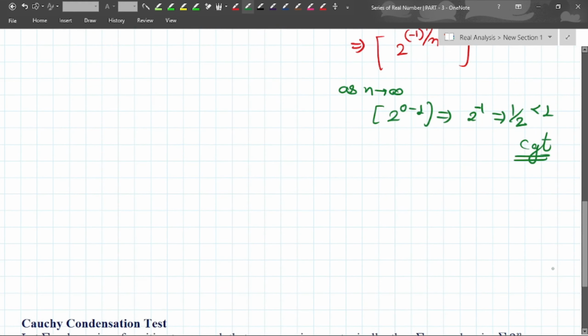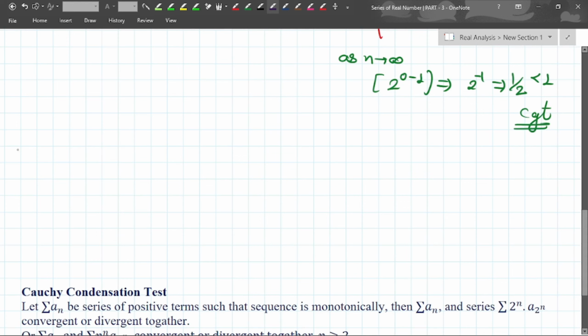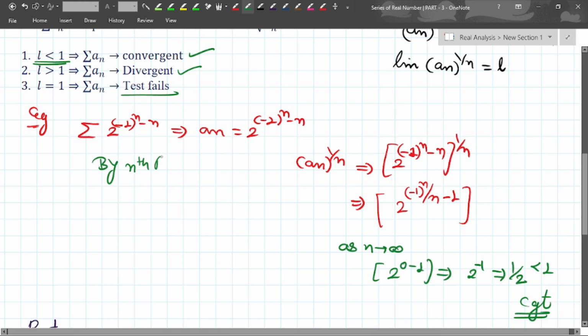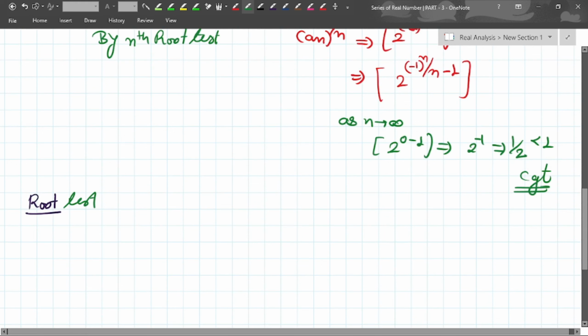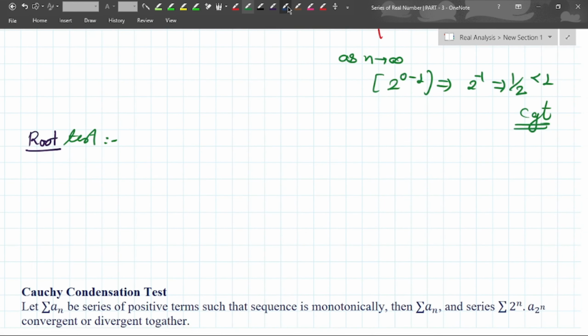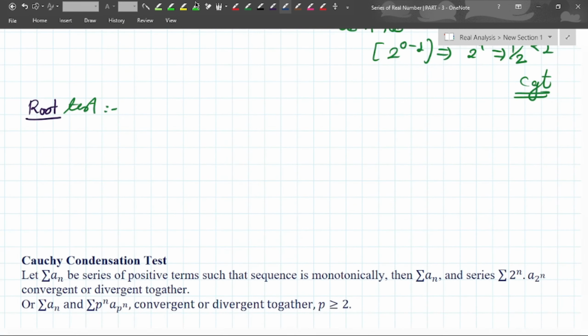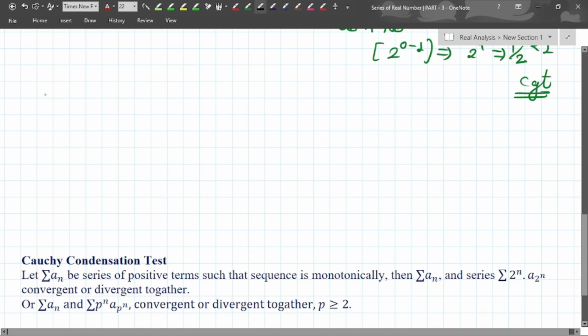This is one of the tests known as the nth root test, a modified version of the root test. One more test is the ratio test. With the same example, we can also see the ratio test. What does the ratio test say? Not the root test; now we'll see the ratio test.